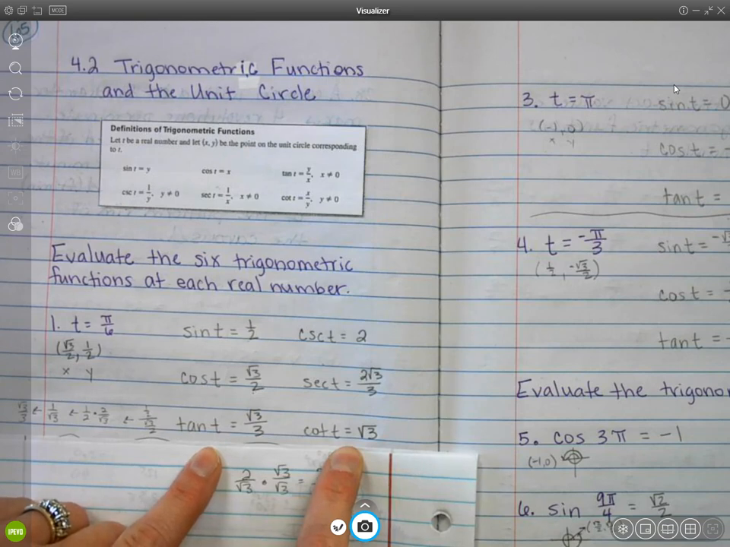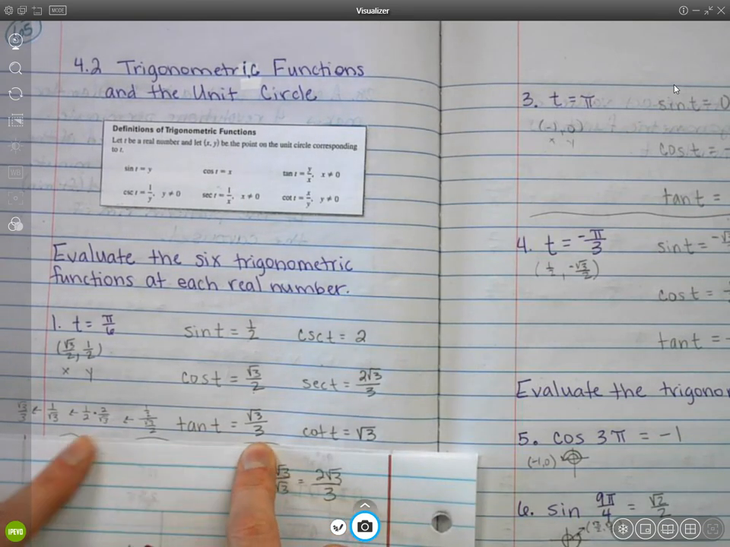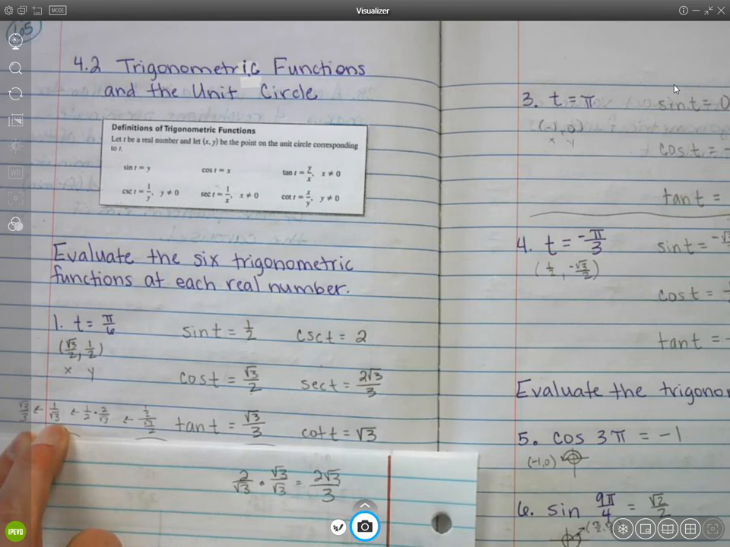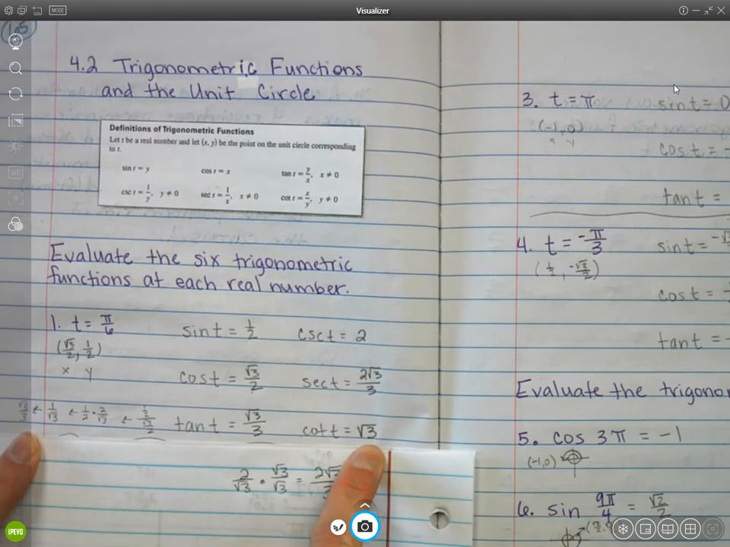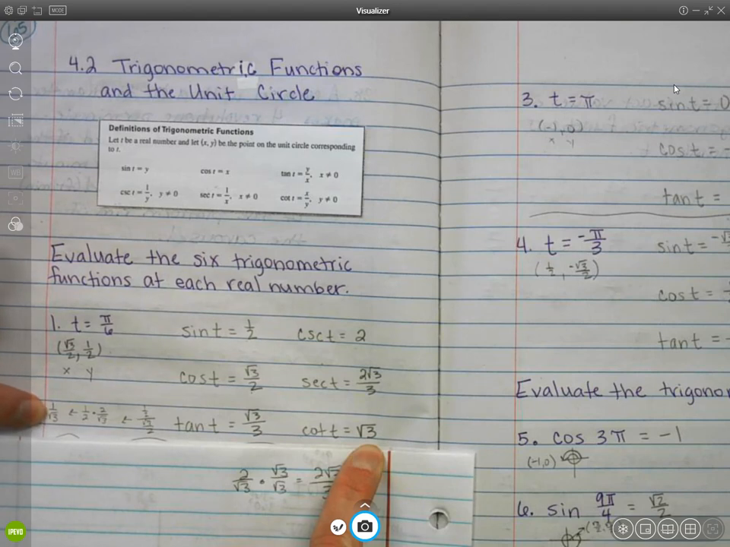But be smart. If I flip this, I got a radical on the bottom. But if I take this thing before I rationalize it and I flip it, I just get my root 3 back. So you can flip it at this point before you rationalize.